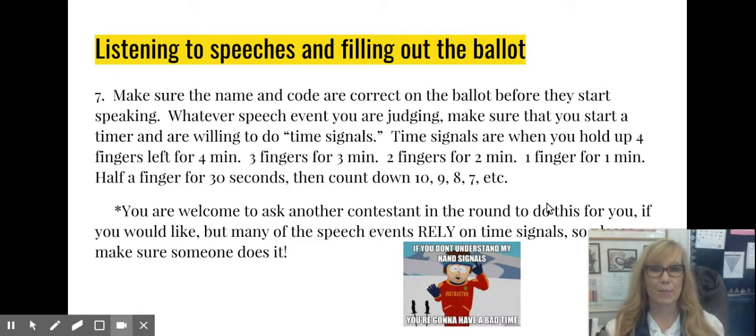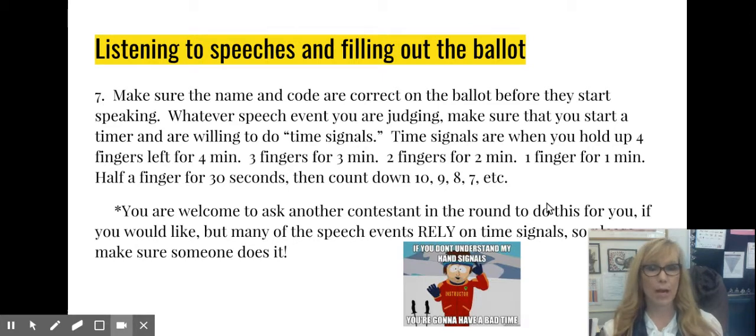So that's why time signals are really important, because they could keep talking and they don't want to get themselves disqualified by going way over time. So make sure you give time signals. Sometimes other contestants are in the room and you could ask them to do time signals for you if you would like, since you are also dealing with the ballots. So for most events, this does work out where other contestants are happy to help you judge.